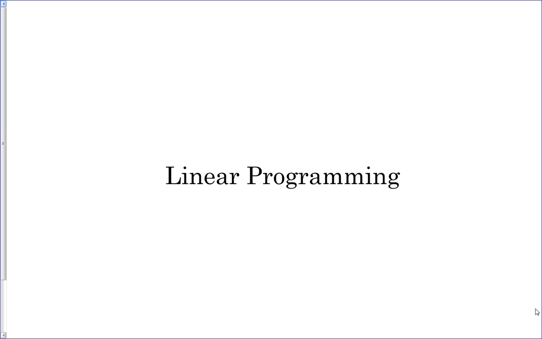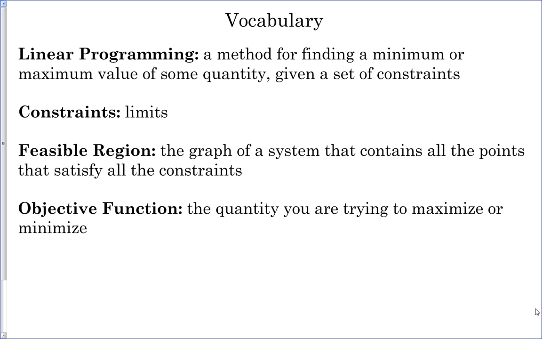All right, this video is about linear programming. Here's your vocabulary. Linear programming: a method for finding a minimum or maximum value of some quantity given a set of constraints. Constraints are simply limits.